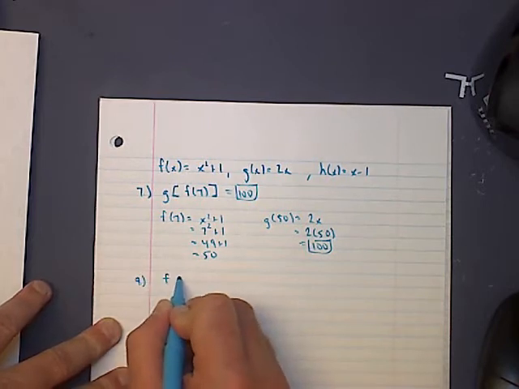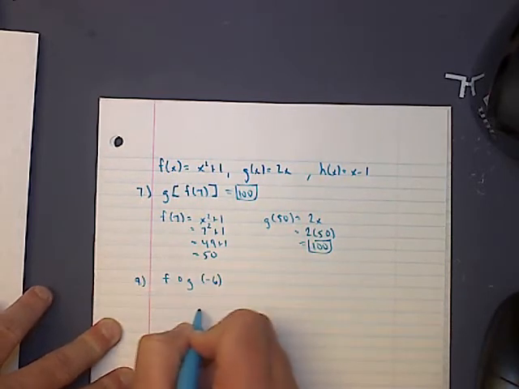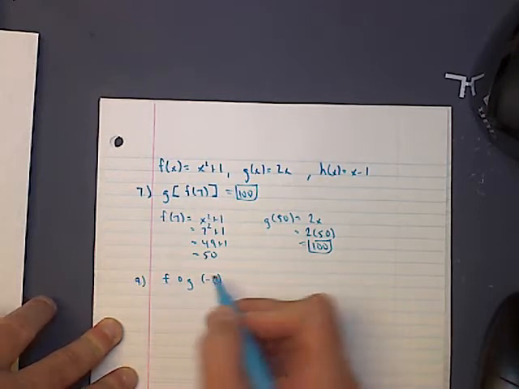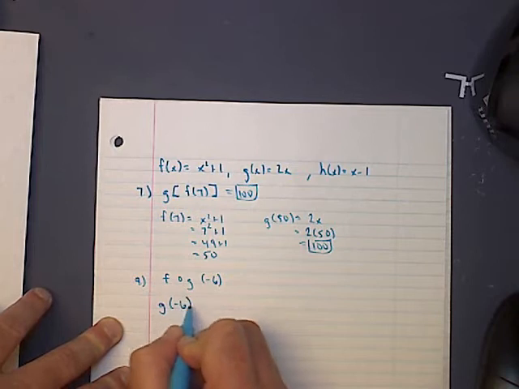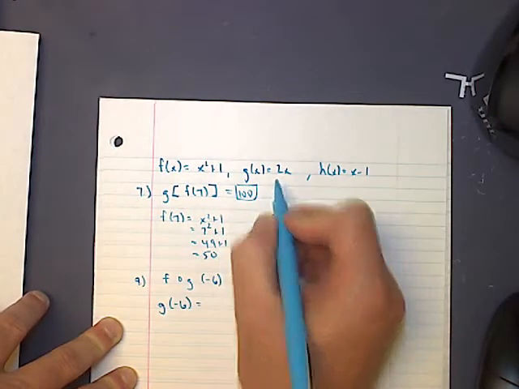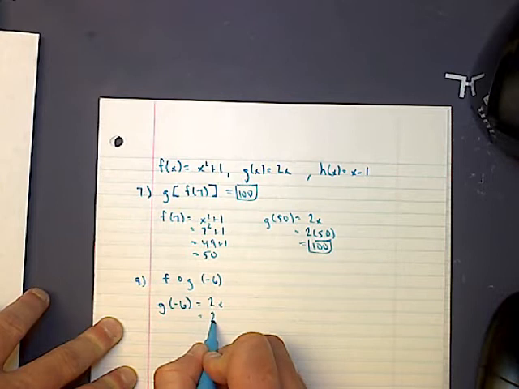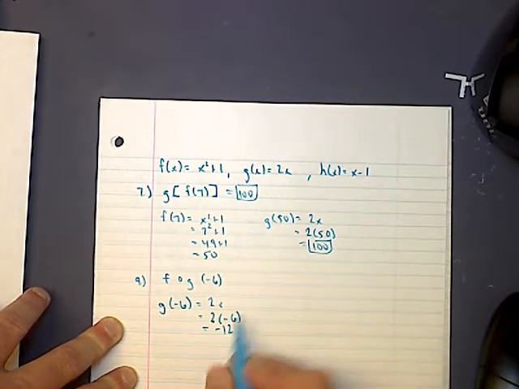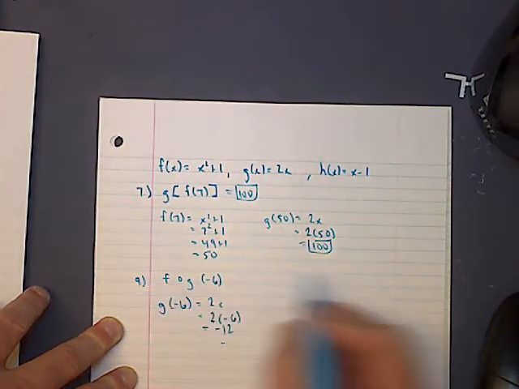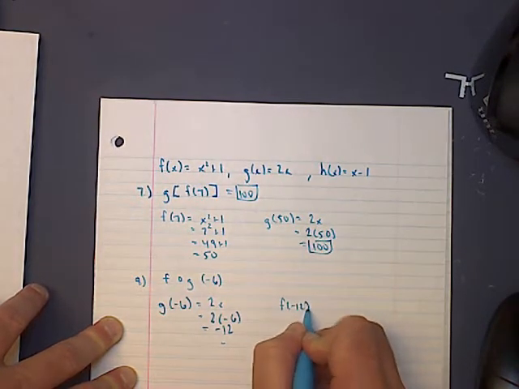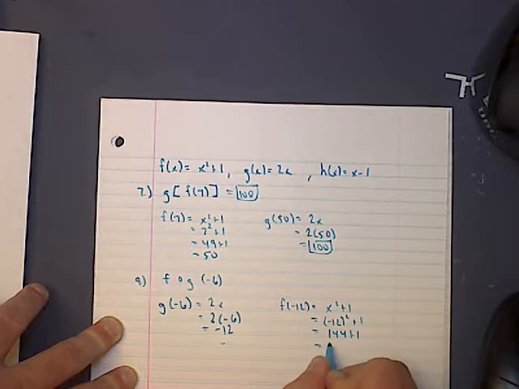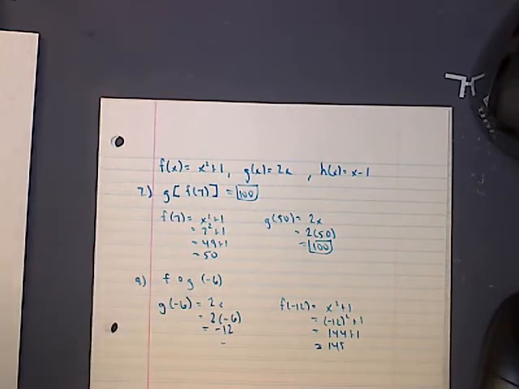Number 9. F of g of negative 6. See, it's written different, but it means the same thing. Negative 6 plugged into the g function, get that answer, plug into f function. So g of negative 6 equals, the g function is 2x. Gives me negative 12. I'm going to take this value and plug into my f. So f of negative 12 gives me 144 plus 1, which is 145. So 145.